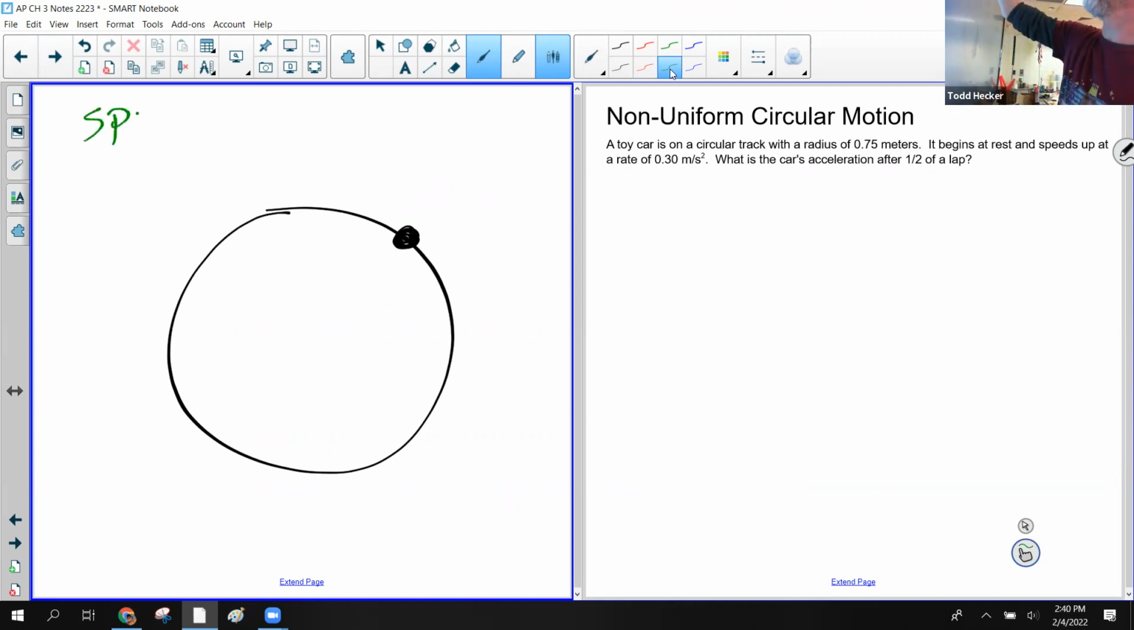So if it's speeding up, oh, sorry. Let's say that it's going around counterclockwise, right? So I can go ahead and draw in my velocity vector. So here's my velocity vector. I'm going to label that V. I'm going to put a T on there just to emphasize that that velocity vector is tangent to the circular path.